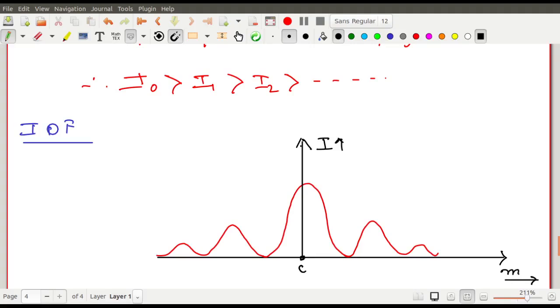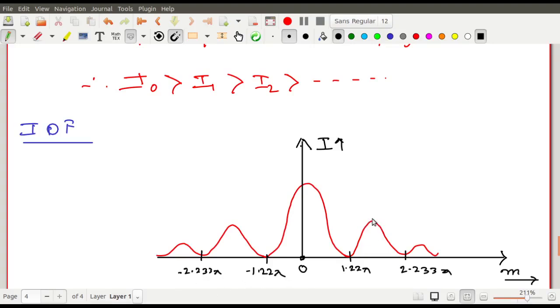Where does this occur? The central maxima occurs at 0. The first minima occurs at 1.22 pi. The second minima occurs at 2.233 pi. The third minima will also be something like this. This side also you will do it: 1.22 pi, and this occurs at 2.233 pi. Definitely at negative values, these were the negative values.